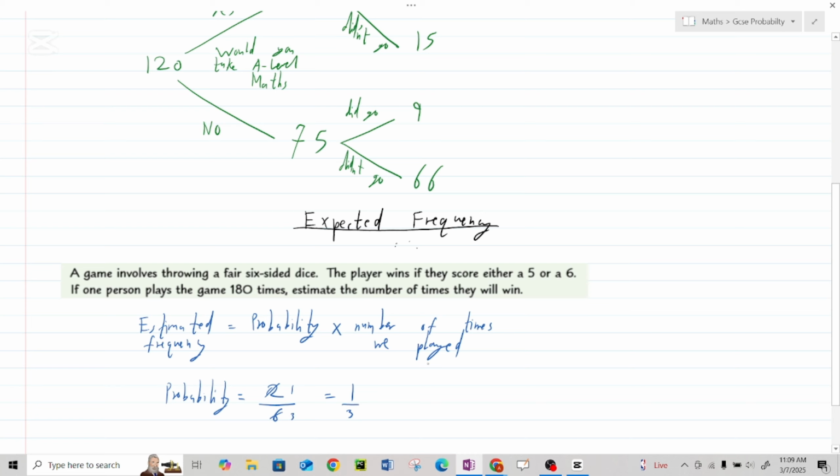Then the number of times I played, that was 180. That's the amount that we played. So the estimated frequency would be 1 by 3 multiplied by 180. That's going to be 180 divided by 3. 3 times 60, and your expected or estimated frequency is 60.